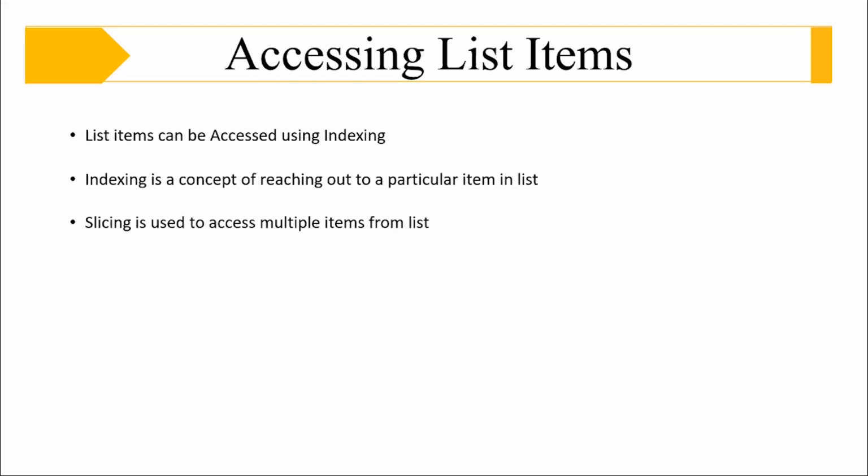And we can also perform slicing. So slicing is based on indexing only, and it is used to access multiple items from the list. Indexing is going to access only one element or item from the list, whereas slicing is going to access multiple items or elements from the list.